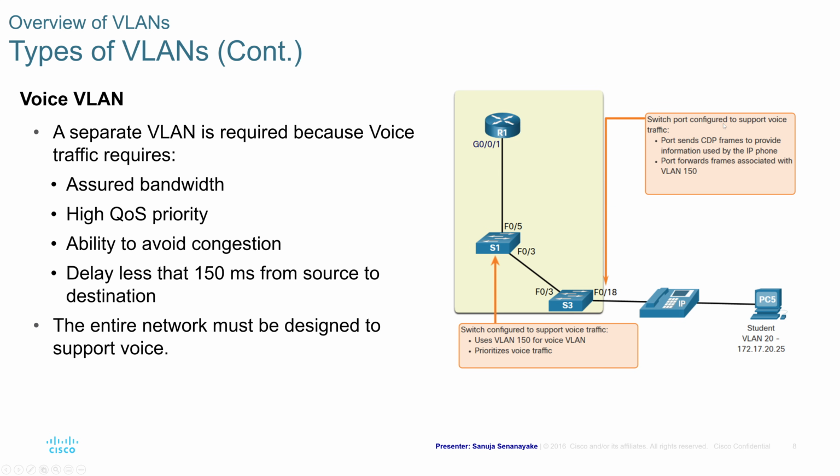So the switch port configured to support voice traffic has to make sure the port sends CDP frames to provide information used by the IP phone, and the port forwards frames associated with the particular VLAN assigned to that voice traffic, in this case VLAN 150. And the VLAN 150 used for voice has to always be assigned on those switches and routers with priority for that voice traffic. Otherwise, this VoIP system will not work as expected.